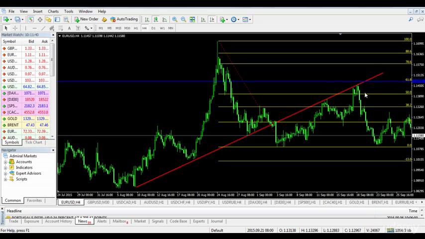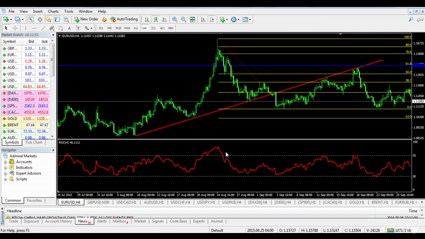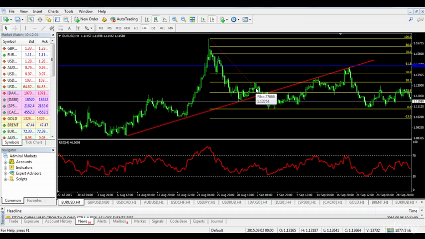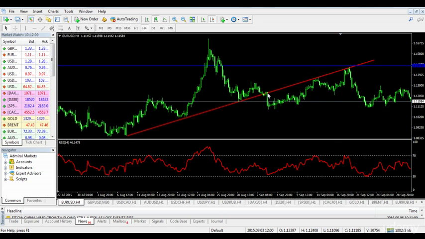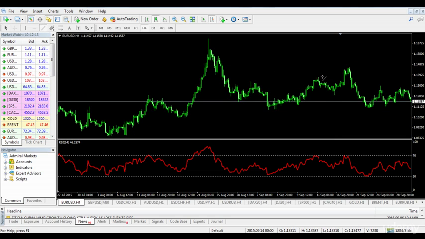We will now turn on the RSI indicator. As we can see, price made a higher peak compared to the previous one on the graph. But the indicator showed a lower peak compared to the previous. It means that we have a bearish divergence and we can expect a reversal or a drop in prices, as it happened later on.